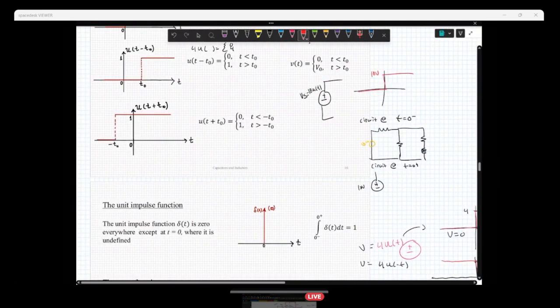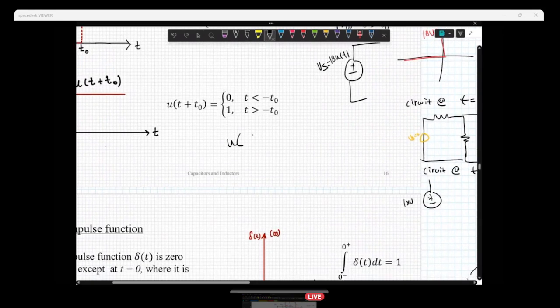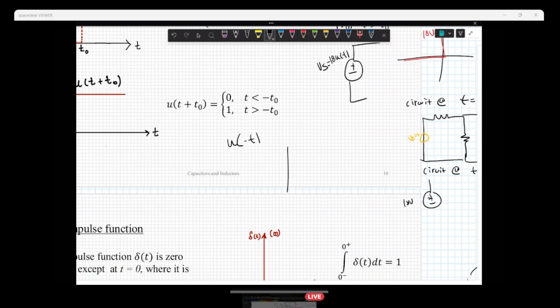It could also change too. It could be really quick. It could flip. So if they do something like u(-t), that means it's been reversed on the y-axis. So it's going to look like this instead. Just FYI, so it does happen. But that's all I got for unit step. There's not much to it.